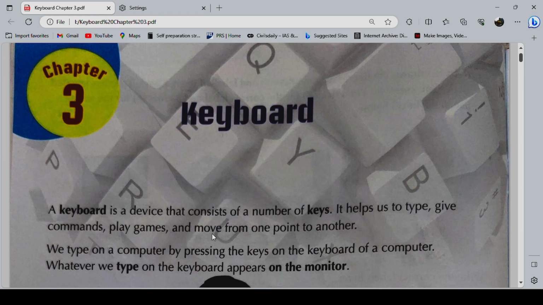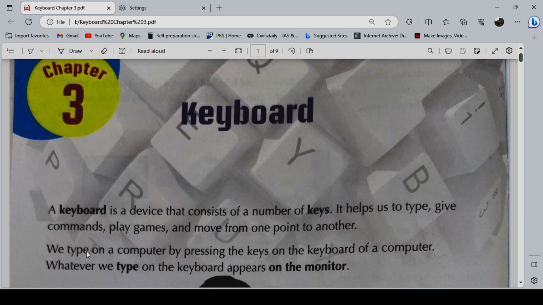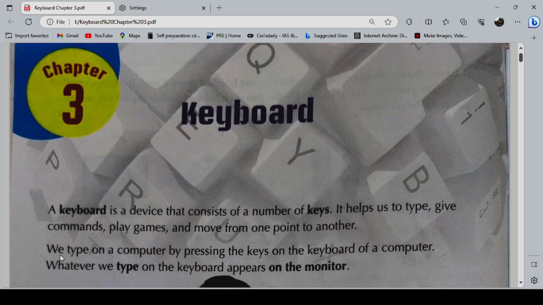Okay, we have some dedicated keys which help us scroll the windows up, down, left, right. So this is what the text tells us, that we can move from one point to another point on the computer system with the help of keyboard. We can type commands, we can type text with the help of keys in the keyboard.